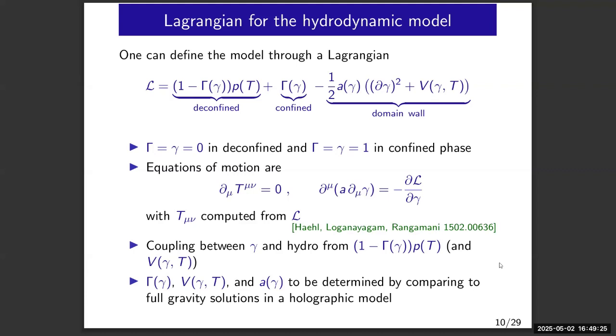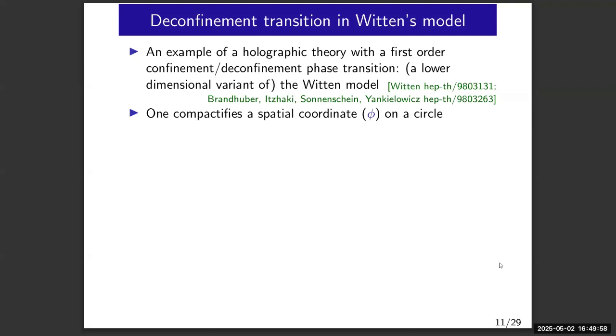Actually, is A gamma a physical coefficient or just a parameter? Well, this has something to do with the tension of the domain wall, the surface tension. But yeah, there are different choices. All these functions need to be determined by comparing to the full gravity solutions in a holographic model. What is your gravity? I will come to that. Yeah, so this is the next slide.